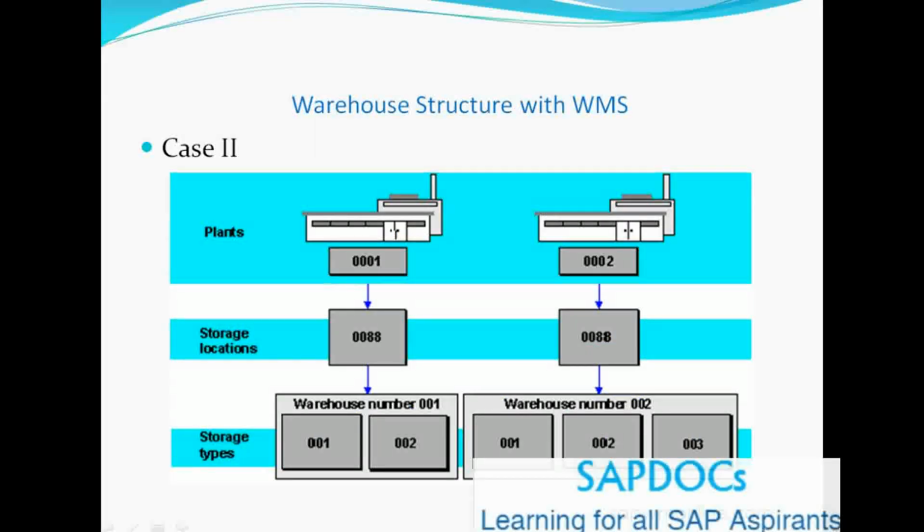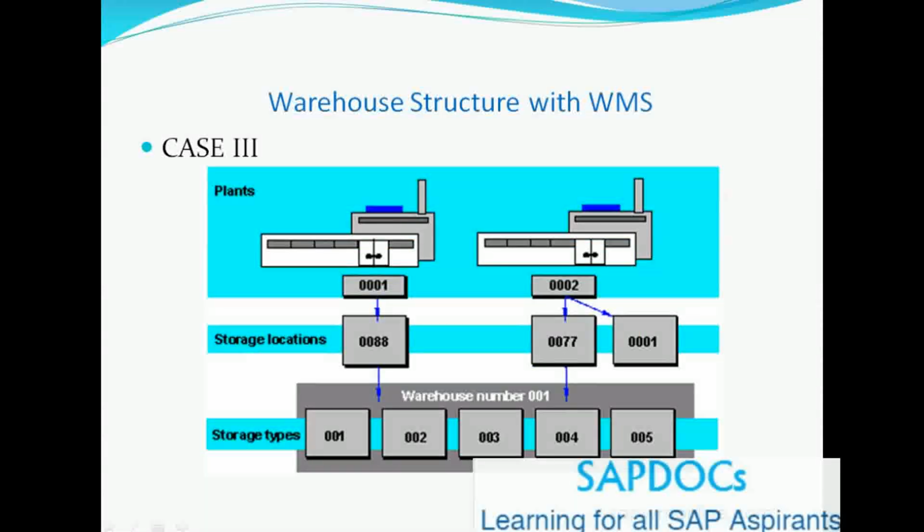So when we have WMS in the picture, we can see that the warehouse management starts where the IM stops or ends, meaning the warehouse is linked below a storage location. So a plant is connected to a warehouse via a storage location. What you see on the screen is a plant, a storage location, and a warehouse. The warehouse has storage types, which we will see in subsequent slides.